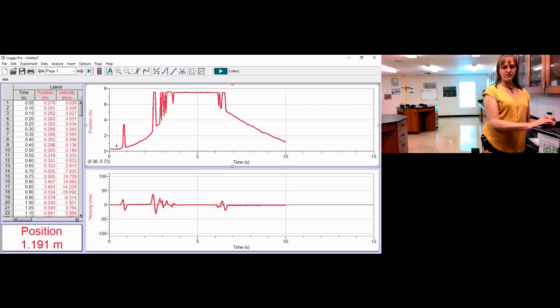Remember to ignore all the little spikes. So this curved slope here showed me getting faster and faster. This flat slope showed me standing still. And then I reach a steady speed as I came back towards the detector.